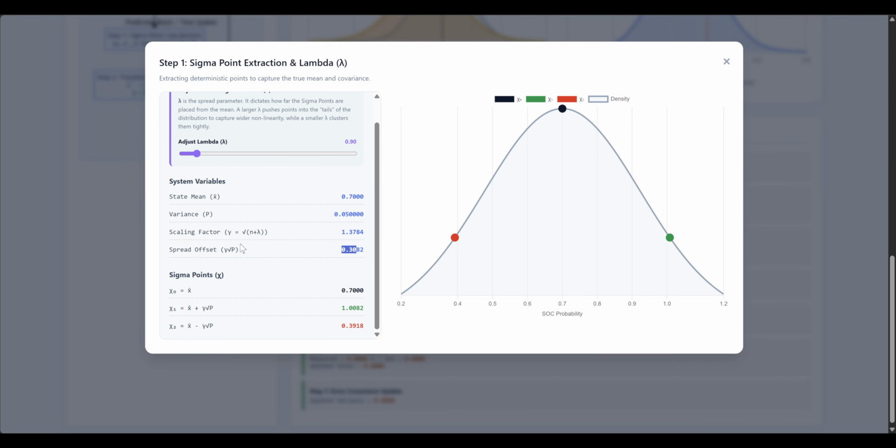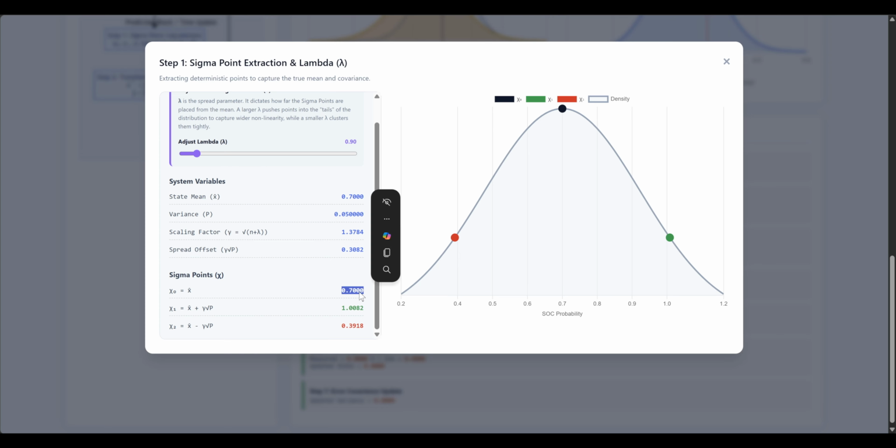Okay, and you will also have to use the variance that is present over here, and based on that you need to calculate your spread offset, and based on that you will be calculating your sigma points. So how are the sigma points calculated?